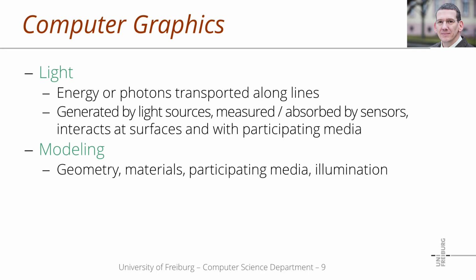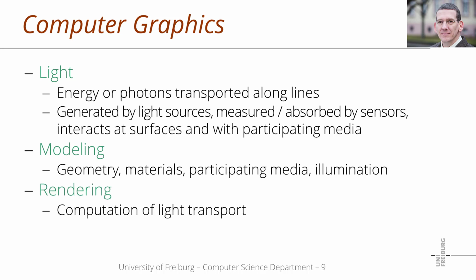So light sources and their properties have to be specified. The geometry of all objects in a scene has to be specified, and also the reflection properties of all surfaces. Now, rendering concepts are concerned with the computation of the light transport. So we have a description of the geometry and the materials of all objects in a scene. We have information about sources and the image sensor, and we know how light interacts at surfaces and with participating media. And using all this information, all rendering approaches try to reconstruct the light transport. In particular, the light transport towards the sensor, which represents the final image.